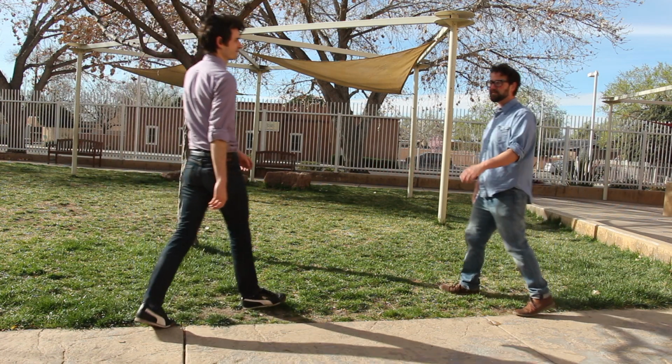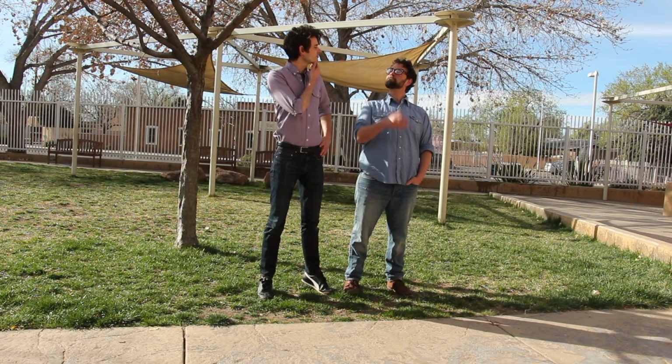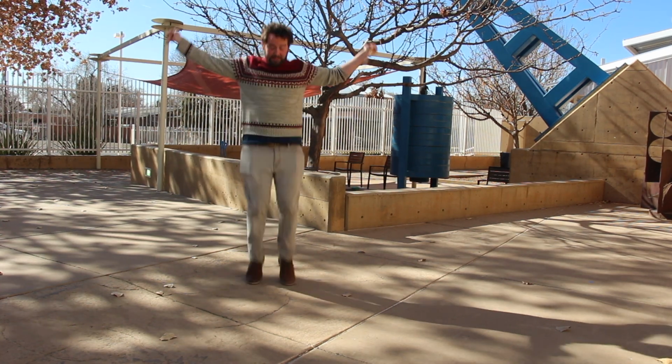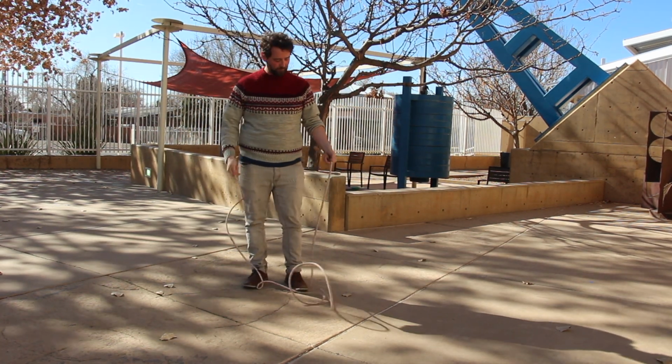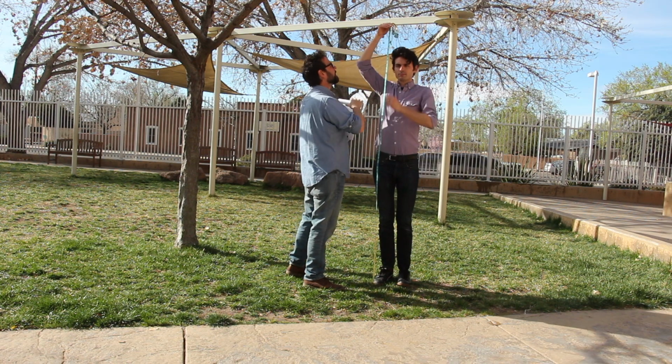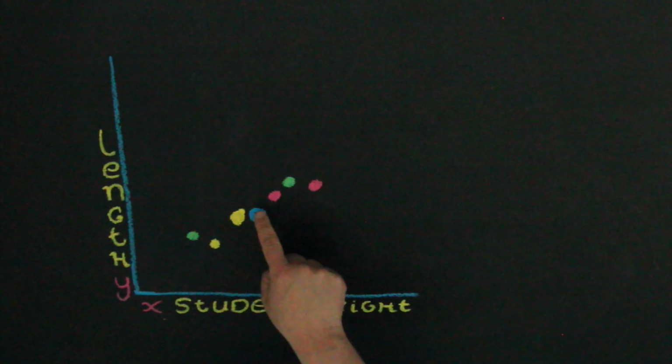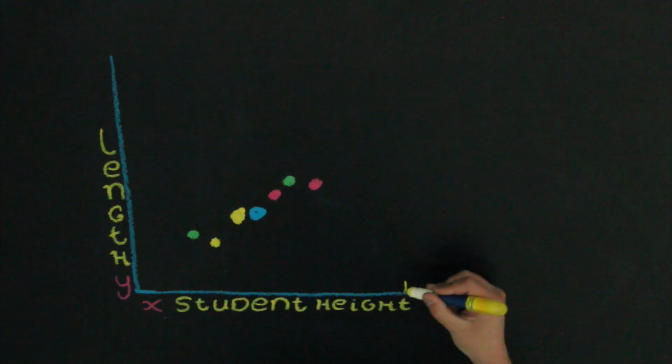Does the length of the jump rope that works for you change depending on your height? In this activity, your students will test different jump rope lengths to find the length that works best for them. They'll measure and record their height along with the length of their favorite jump rope and use this data to create a graph. Your students will look for patterns on their graphs and then use their observations to make predictions.